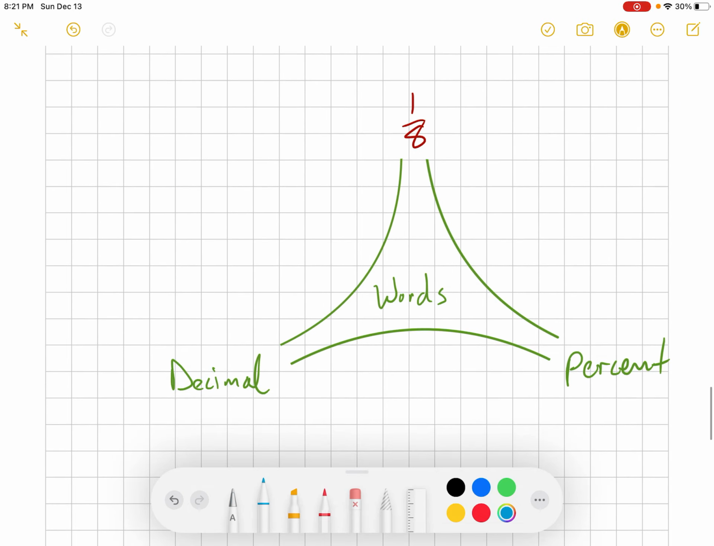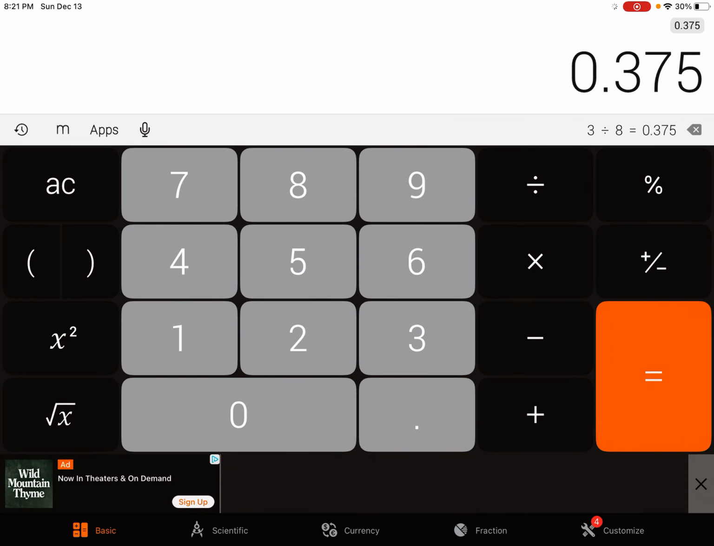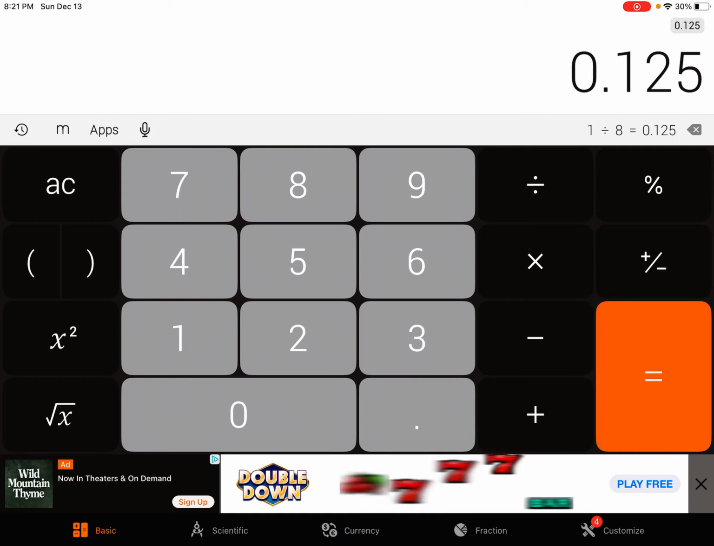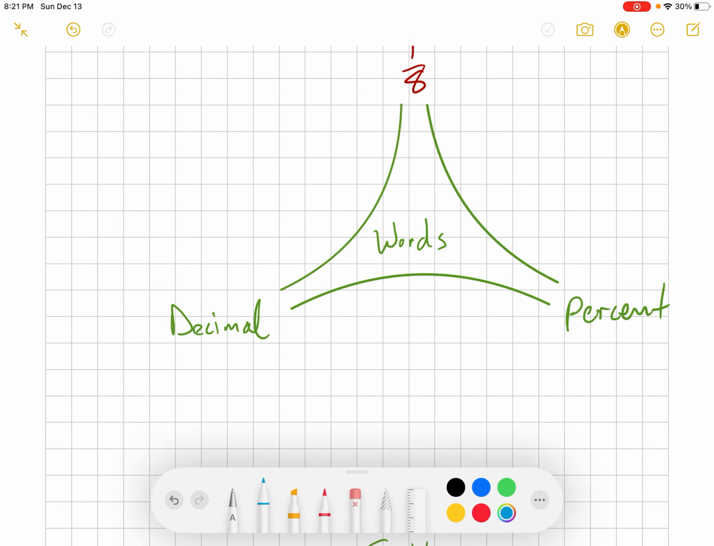All right, let's try this one down here, 1/8. Remember we had been working on that 1/8 thing just before, right? So let's go back here. Let's do the 1 divided by 8, and that is 0.125, or 125 thousandths. So that decimal then is 125 thousandths, right? And now when we talked about writing this as a percent, we could write that as 12.5%, right?